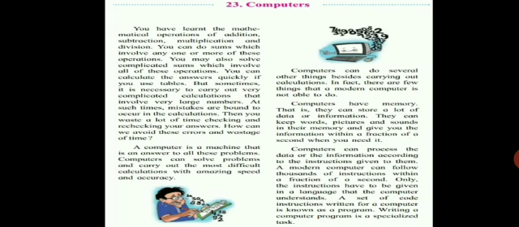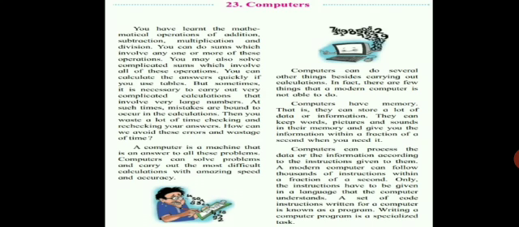Computers have memory, that is, they can store a lot of data or information. They can keep words, pictures, and sounds in their memory and give you the information within a fraction of a second when you need it.